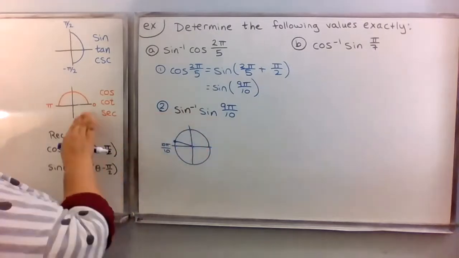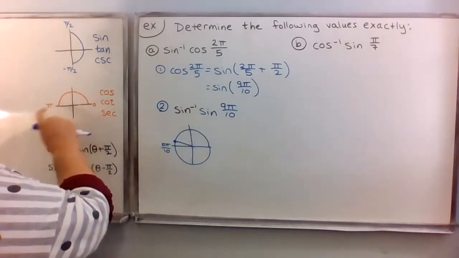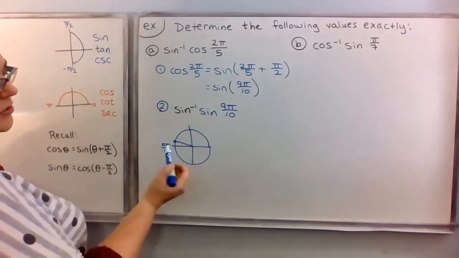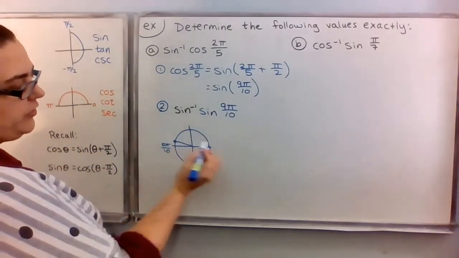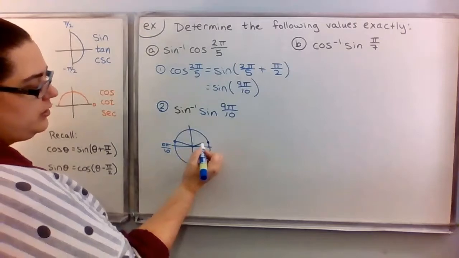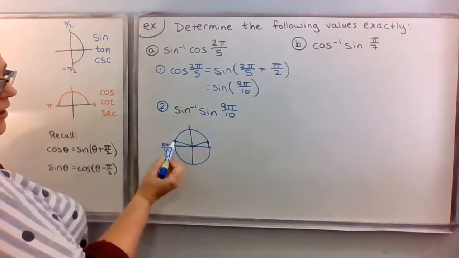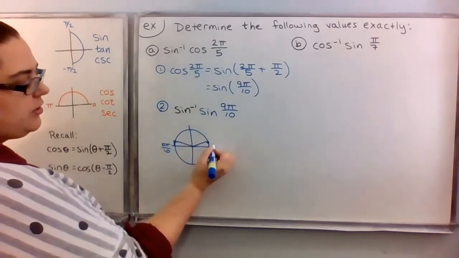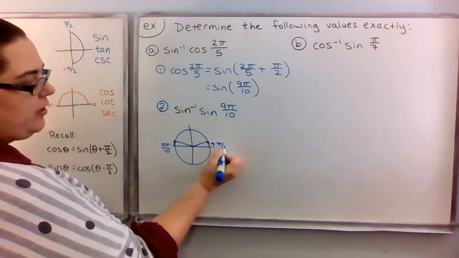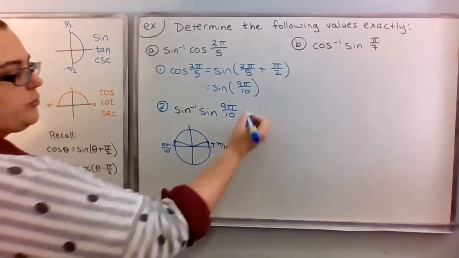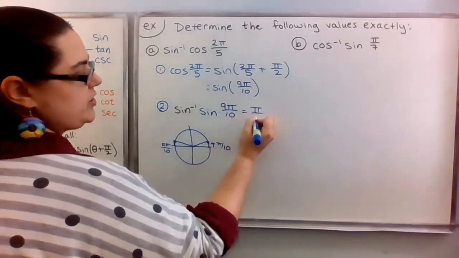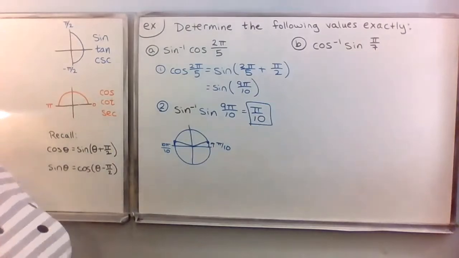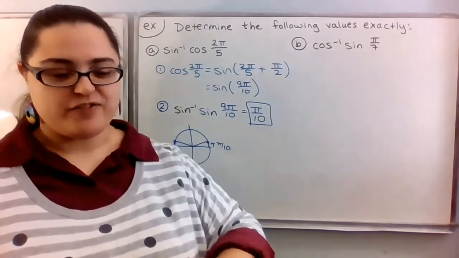Now, if this was cosine, we'd be in good shape because we're in the north, but it's not. We need to reflect it so we're in the east. Sine is the y value, so we're going to reflect it over here. 9 pi over 10 is 1 away from the axis, so that means this is going to be pi over 10. So we end up getting pi over 10. All right, so that's it for that first example.